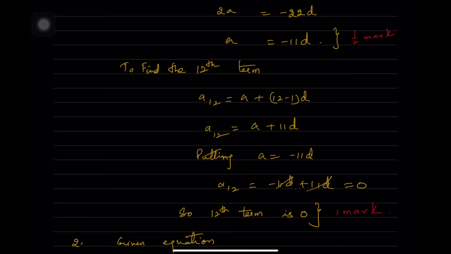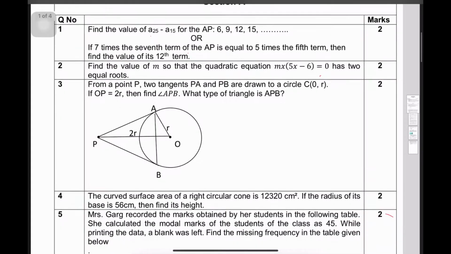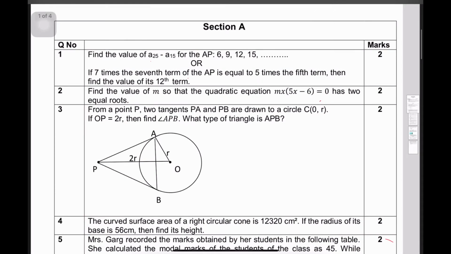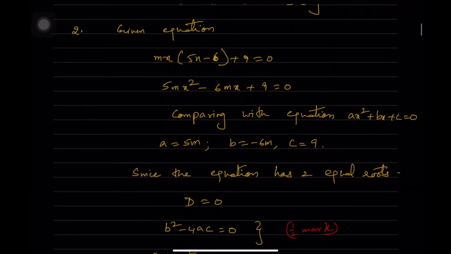Let's see what's the second question. Find the value of m so that the quadratic equation mx(5x minus 6) plus 9 is equal to 0 has 2 equal roots. In this you don't have any choice, and this carries 2 marks, and this is a compulsory question. So the given equation is mx(5x minus 6) plus 9 is equal to 0.